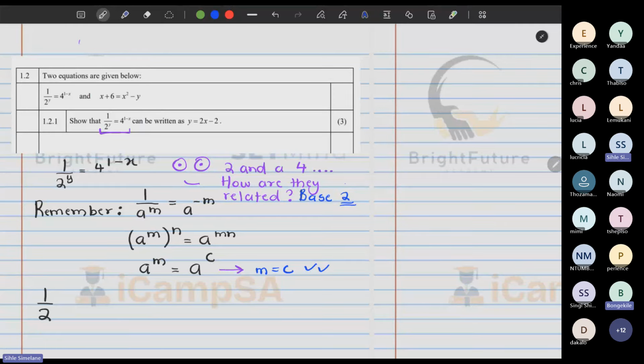If you look carefully, we have 1 over 2. Someone is unmuted. Please mute, guys. Unless you're asking a question, just stay muted, okay?